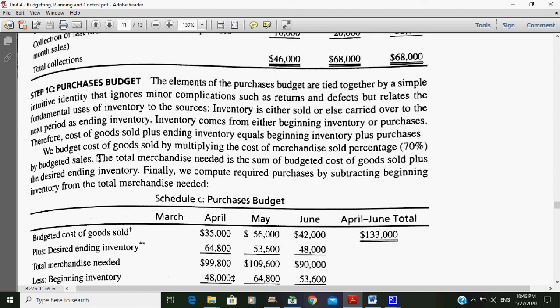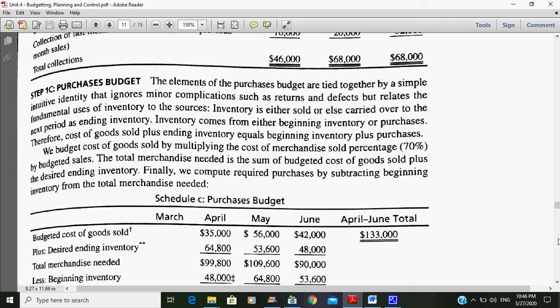The total merchandise needed is the sum of the budgeted cost of goods sold plus the desired ending inventory. Alright? Go again. The total merchandise needed is the sum of budgeted cost of goods sold plus the desired ending inventory. Finally, we compute required purchases by subtracting beginning inventory from what? Total merchandise needed.